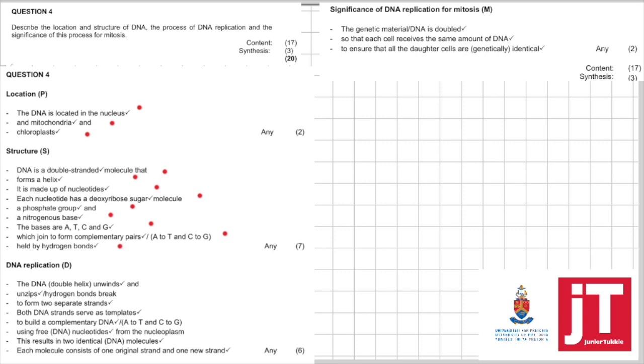DNA replication. The DNA double helix unwinds and unzips, or the weak hydrogen bonds break to form two separate strands. Both DNA strands serve as templates to build a complementary DNA, using free DNA nucleotides from the nucleoplasm. This results in two genetically identical DNA molecules. Each molecule consists of one original strand and one new strand. What is the significance of DNA replication for mitosis? The genetic material or DNA is doubled so that each cell receives the same amount of DNA to ensure that all the daughter cells are genetically identical.